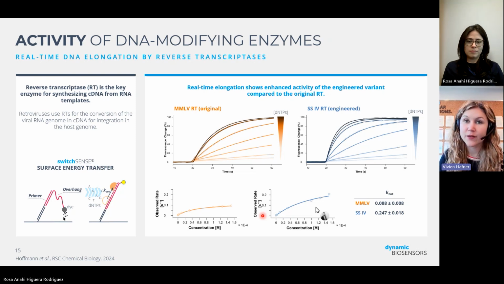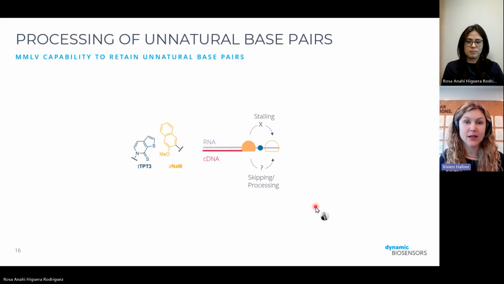Now, the question was whether these reverse transcriptases are capable of retaining unnatural base pairs during the process. There are several scenarios that we can imagine when the enzyme comes across an unnatural base pair modification in the sequence. One option would be that the enzyme is just skipping the modified base pair and causes a mismatch. Another option would be that the enzyme is processing the unnatural base pair and includes the complementary unnatural base. And the third option would be that the process is stalled and the transcription ends at the point of the modification.